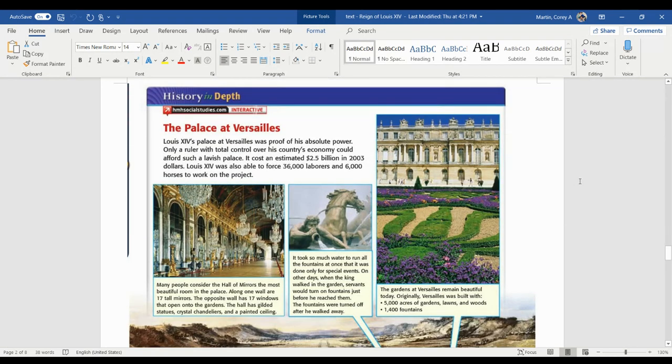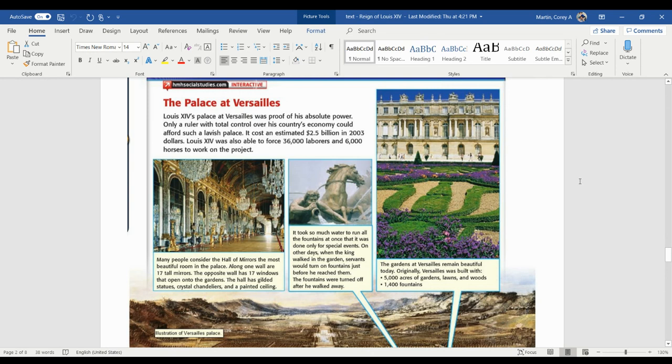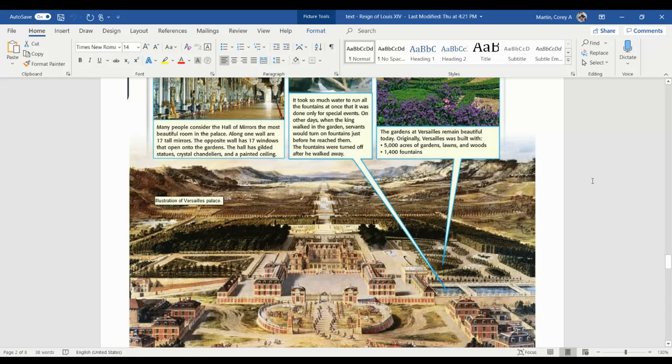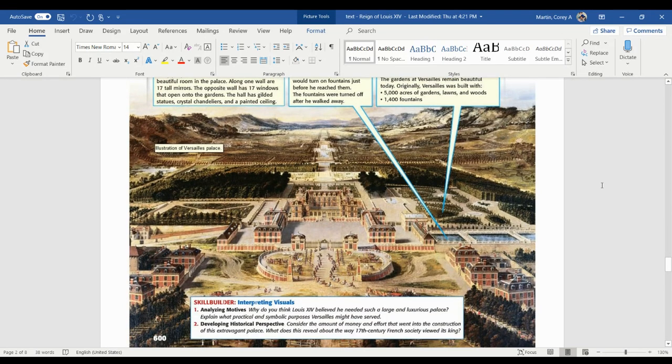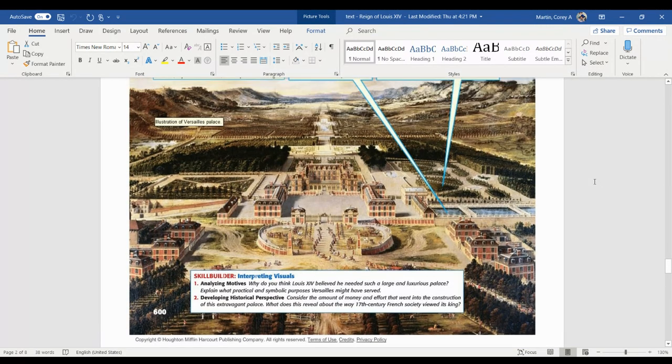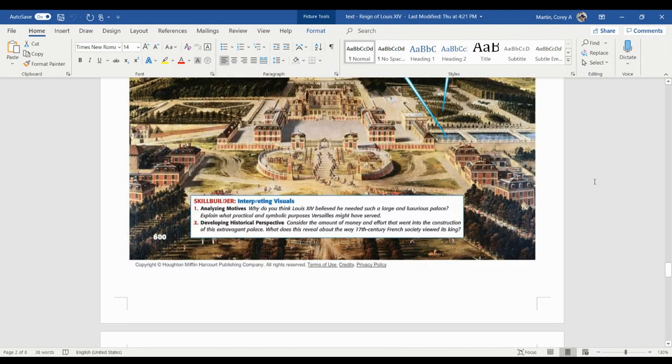And here is the palace at Versailles. You'll be able to see this document as well on the Schoology page if you want to take more of a look at just how opulent this estate is, to get an idea of sort of what Louis was trying to accomplish.